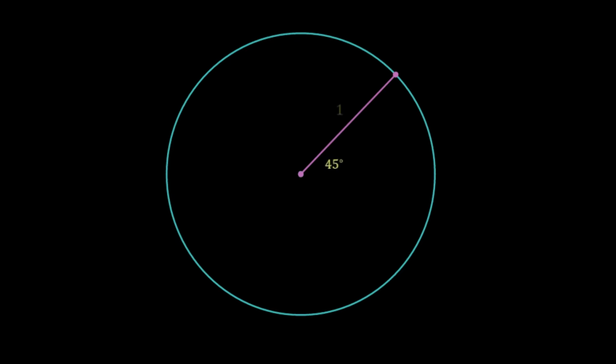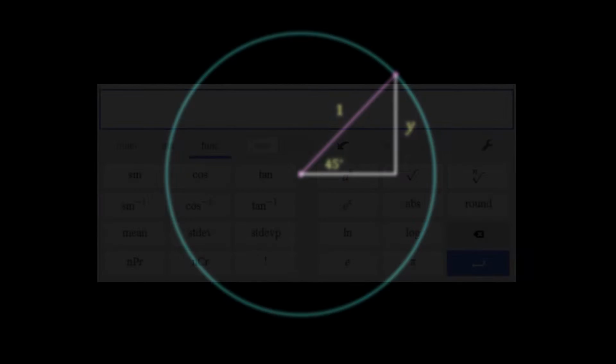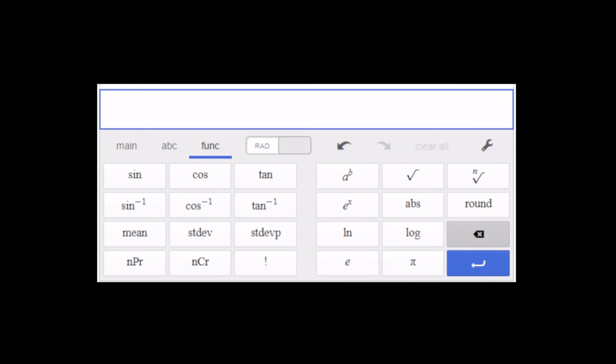Draw a circle of radius 1, allow that radius to rotate round to 45 degrees. Drop the perpendicular and complete the triangle. What is the value of the height y? Make sure your calculator is in degrees.